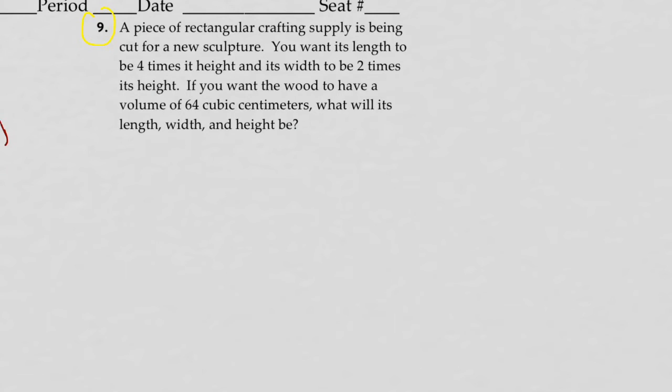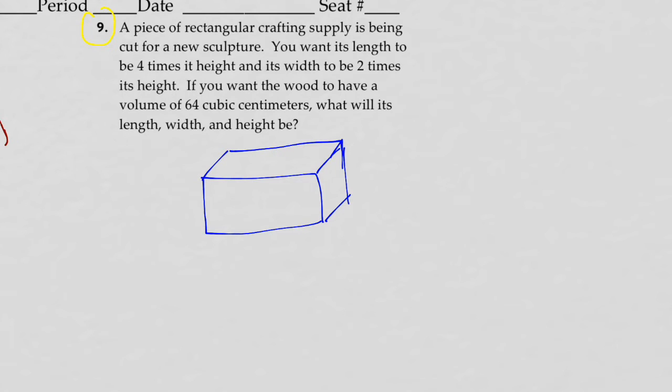Okay, the next one we're going to do is number 9. It says a piece of rectangular crafting supply is being cut for a new sculpture. You want its length to be 4 times its height and its width to be 2 times its height. If you want the wood to have a volume of 64 cubic centimeters, what will be its length, width, and height? So same idea, like the flower bed. Actually, this one is much simpler because there is no thickness of the walls. It's just a rectangular piece of crafting supply. There you go. Like that. There is no thickness that you need to worry about.